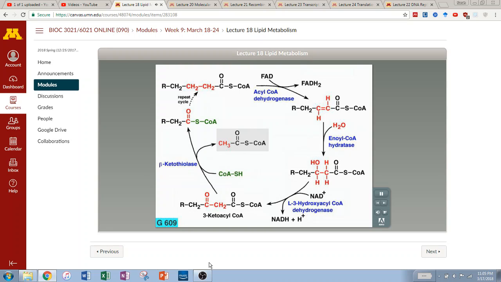The major fate of the acetyl-CoA from beta oxidation is entry into the TCA cycle. Because the acetyl-CoA is produced in the matrix of the mitochondria and is used by the TCA cycle in the same place, that process is facilitated.